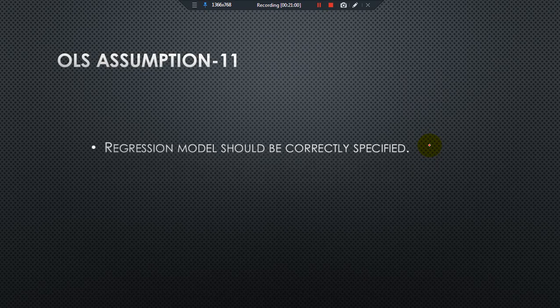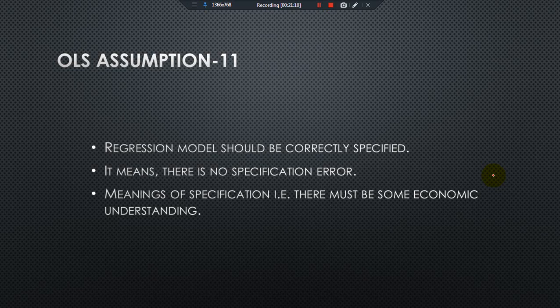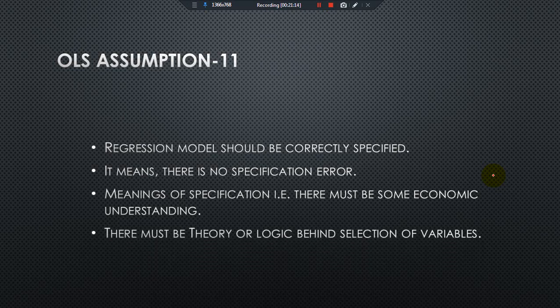11th assumption. The regression model should be correctly specified. While talking about specification, it means that there is no specification error. It means that there must be some economic understanding, that your regression model has some theoretical background and some logic behind the selection of these variables. If you are selecting your variables randomly without following any logic or any theory, then this is called a model specification error. And if you have a model specification error, then you have to face multicollinearity and some other issues of violation of the OLS assumptions.